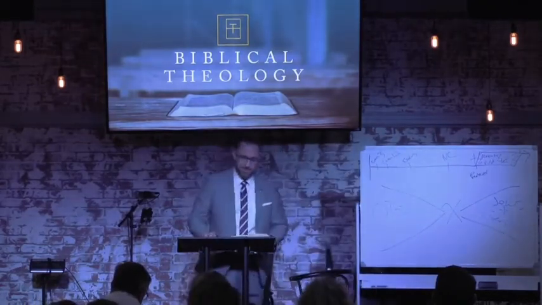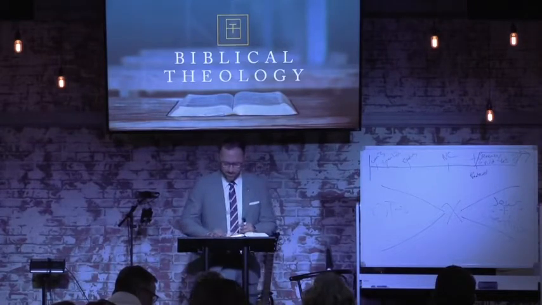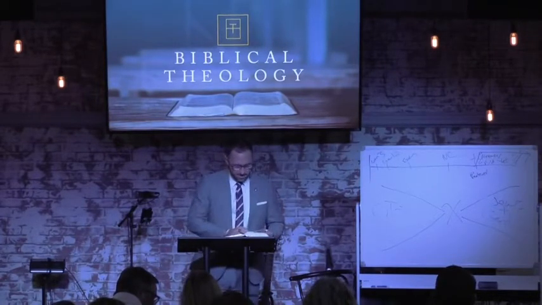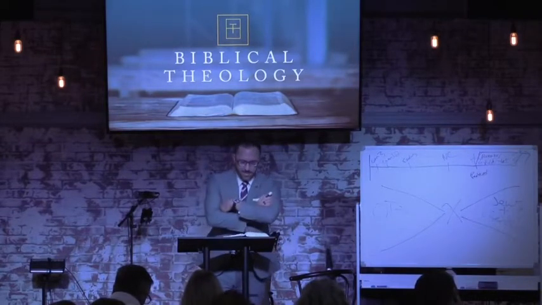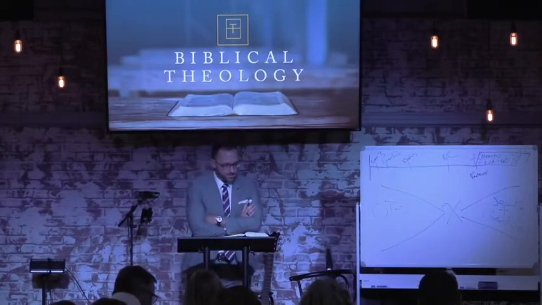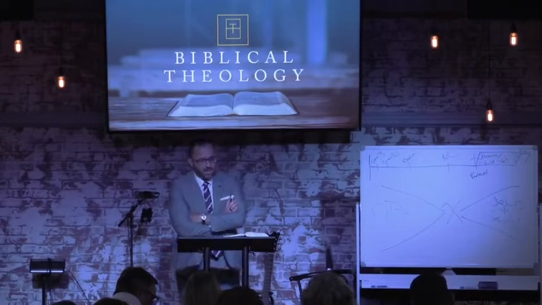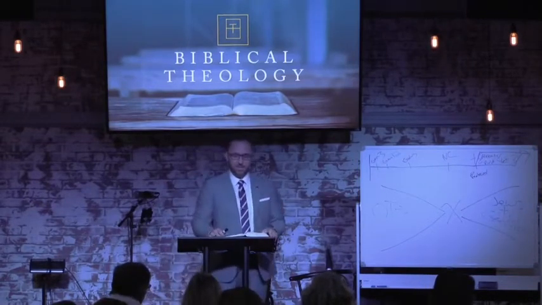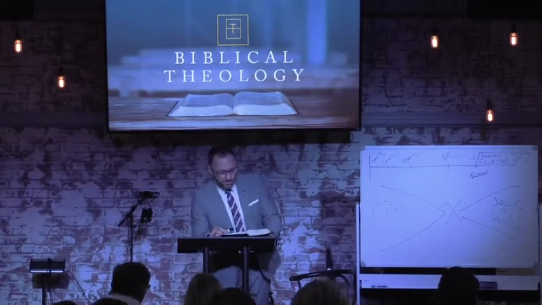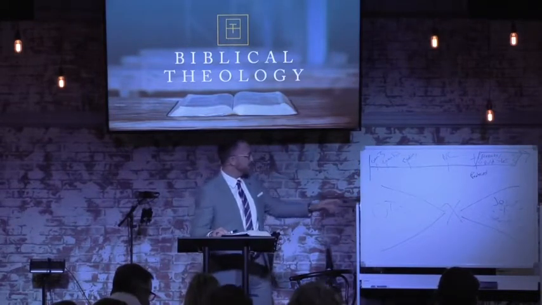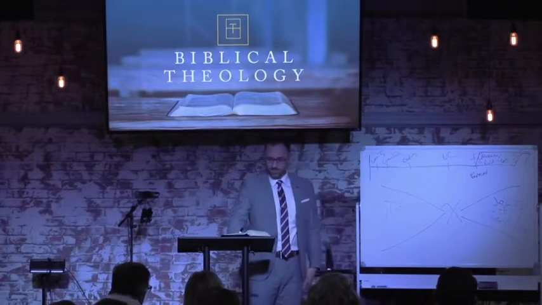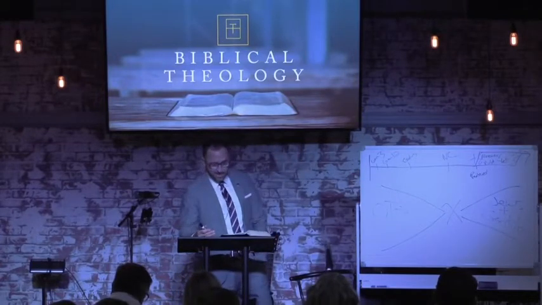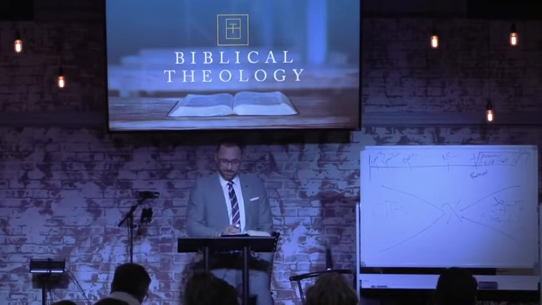Let me read one more, and then we'll stop and ask some questions. 1 Peter 2. So Peter now in the new covenant is going to talk about us, the people of God, but I want you to notice the language he uses. It's language that we've already seen, especially from Exodus 19, back here in the ratification of the old covenant with Israel. How does Peter apply these labels to the church?